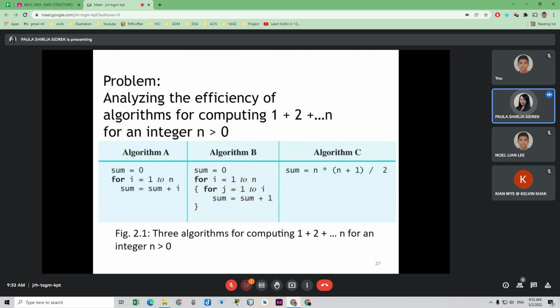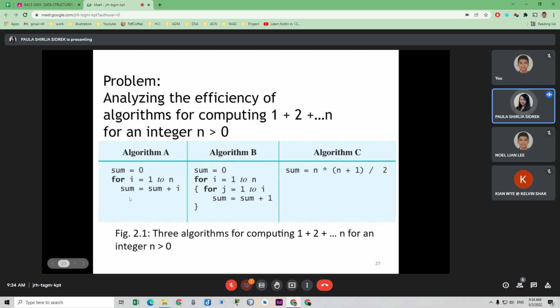So basically, this one is analyzing the efficiency of algorithms for computing 1 plus 2 until n, n array elements in an array. For an integer n more than 0, it is compared between the 3 algorithms that you have here, 3 algorithms for computing 1 plus 2 plus 3 and so forth of n array elements. Of course that n is more than 0. So algorithm A is this algorithm, B is this, and C is this.